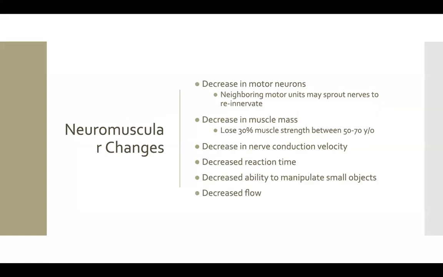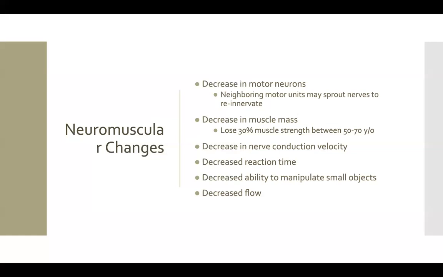Then we have neuromuscular changes. So this is a decrease in motor neurons. So neighboring motor units may sprout nerves to re-innervate. Remember, those muscle fibers are left without innervation from the lost motor neurons. As far as the neighboring motor units, this increases the motor unit size. So functionally, it decreases functional strength and impairs balance. It decreases speed of movement and causes changes in posture.